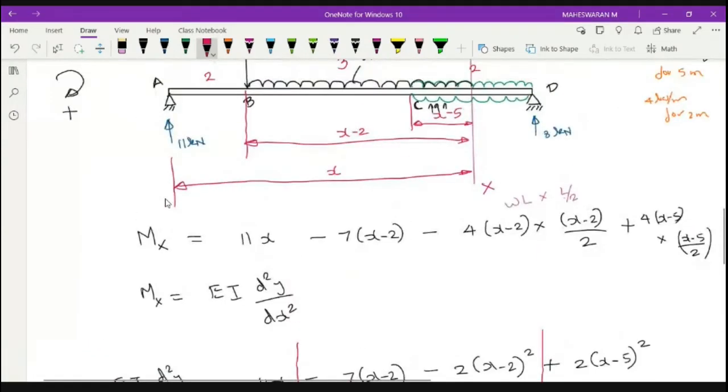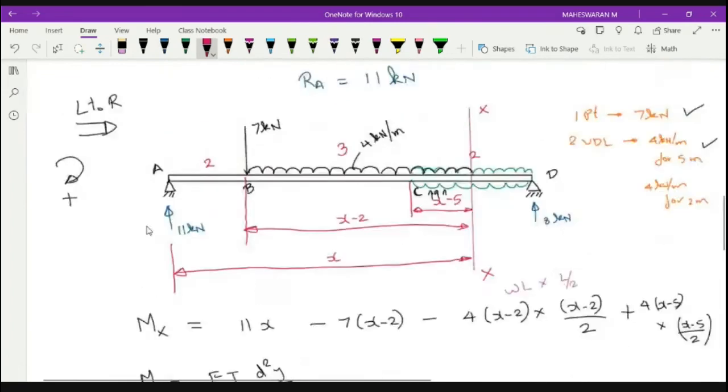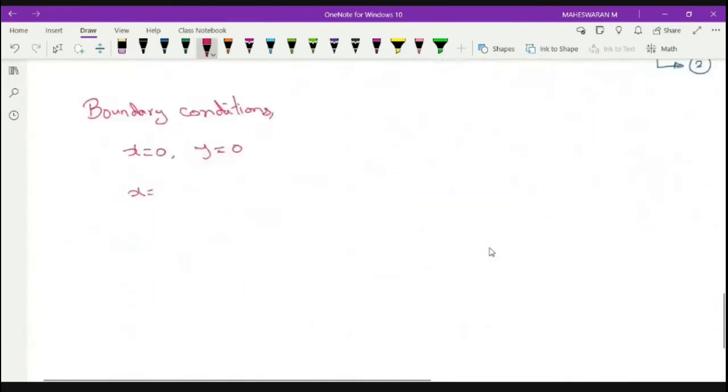Because location A is when x is 0. So when x is 0, you don't have y, so your y is 0. Second condition, when x is the overall length. What is my overall length? 5 and 2, so 7. When x is 7, again your y is 0. These are my conditions.